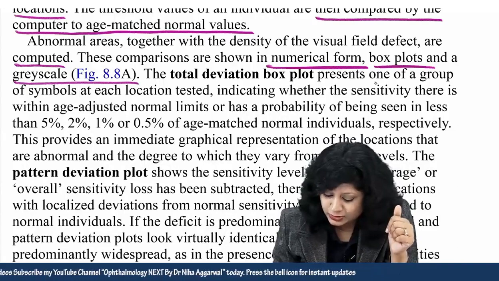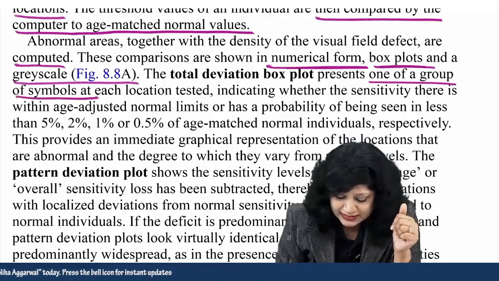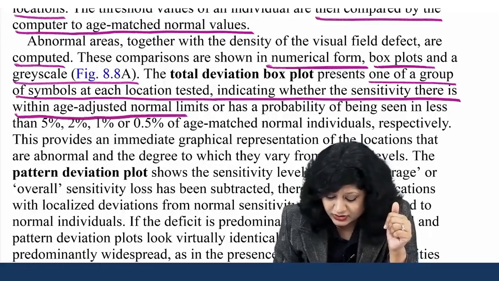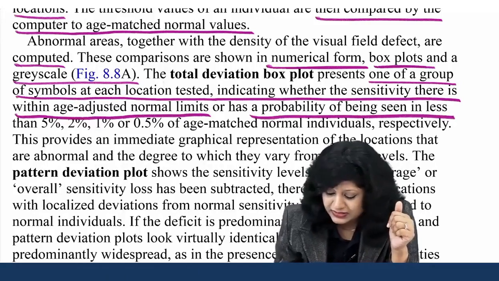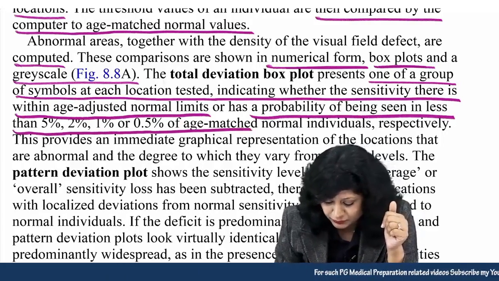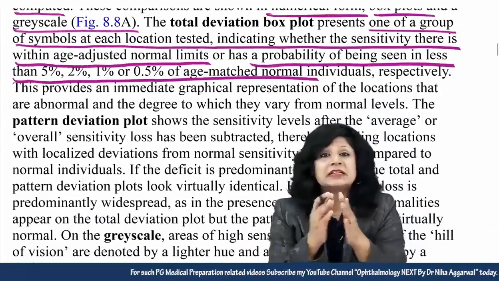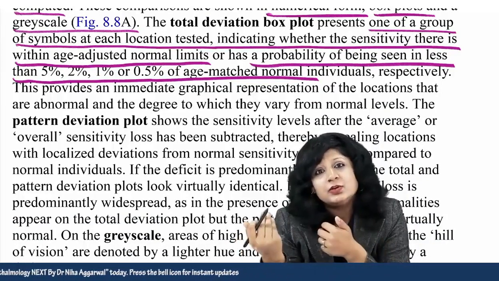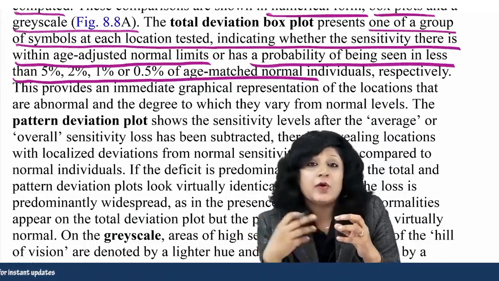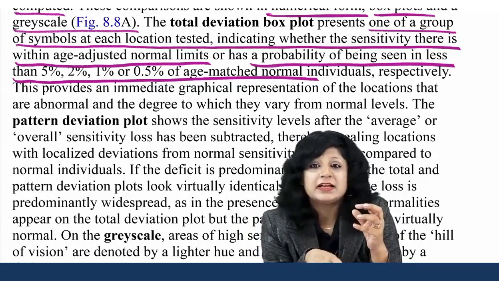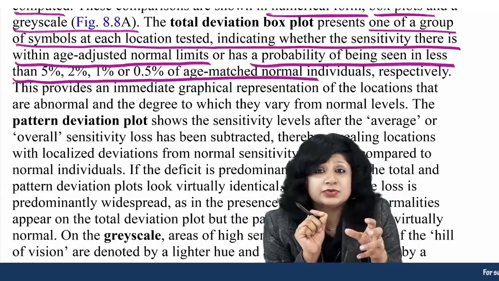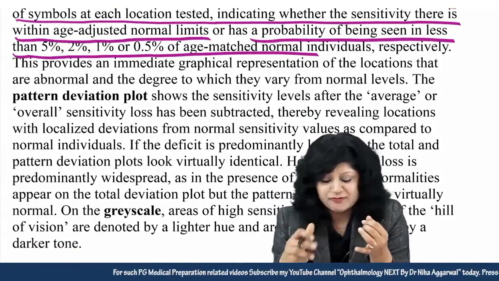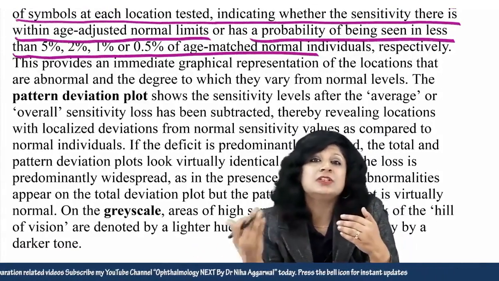The total deviation box plot presents one of a group of symbols at each location tested, indicating whether the sensitivity there is within age-adjusted normal limits, or it has a probability of being seen in less than 5%, 2%, 1%, 0.5%. So actually what it is doing is testing, and then comparing with the controls, and telling you how normal or how abnormal the values of this patient are, like the probability of these values being present in age-matched normal persons, whether it will be 2%, 5%, something like this, so that you get to know how much is the problem in that person.